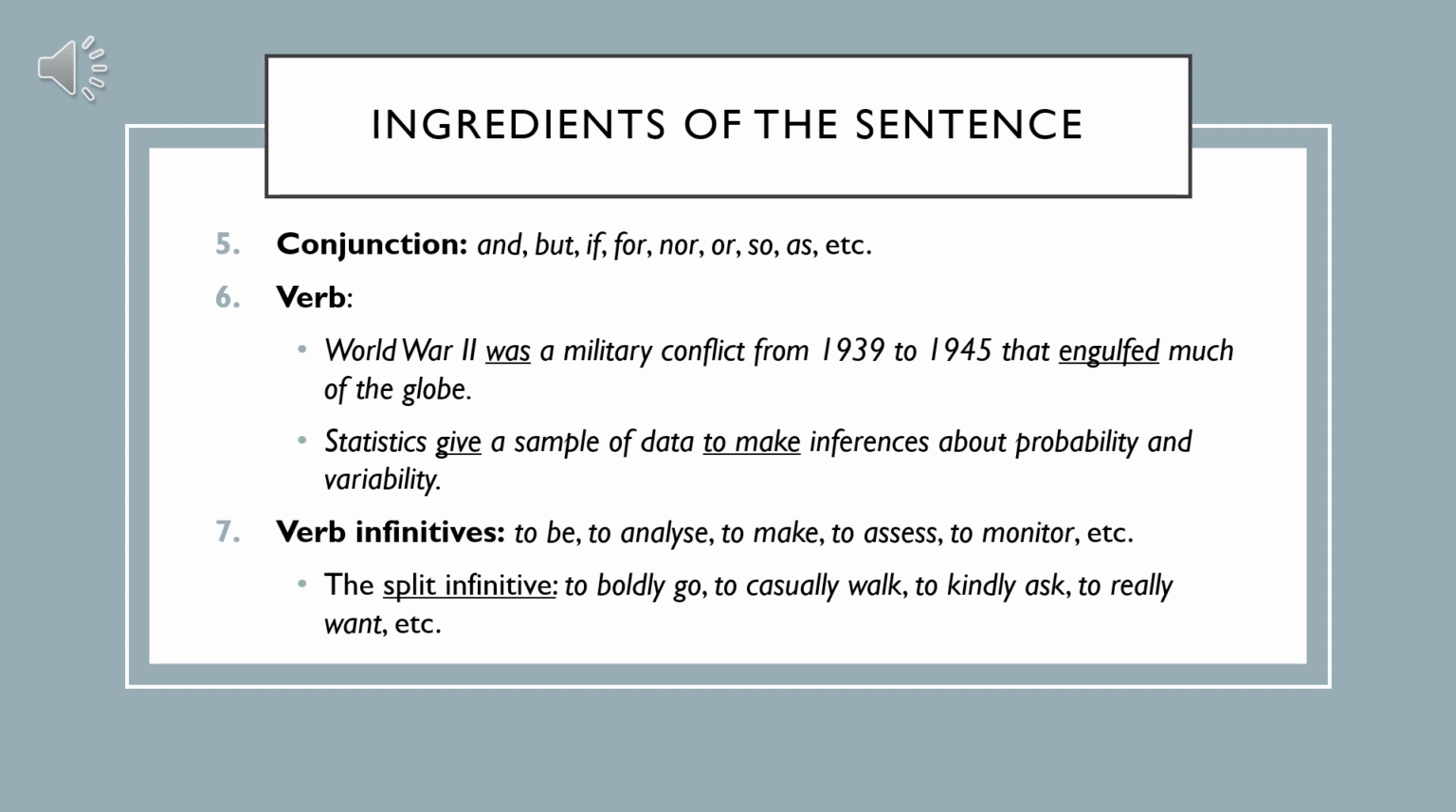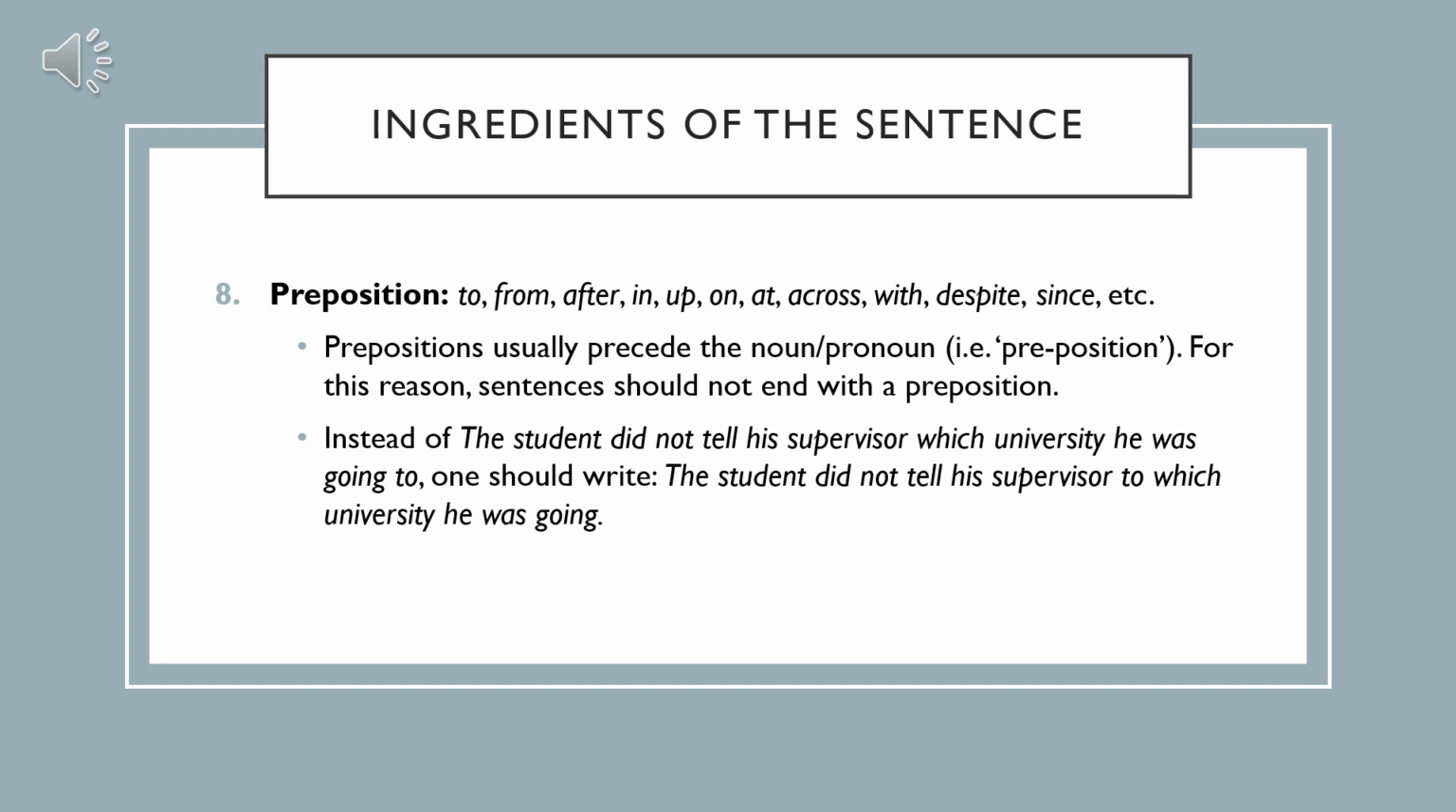We're nearly there now, so let's look at two more sentence ingredients before moving on. A preposition is a word that tells us the position or situation of a noun or pronoun. Prepositions describe the noun's relation to another word in the sentence. For example, to, from, after, in, up, on, at, across, and with are all prepositions. Prepositions usually precede the noun or the pronoun. As the name implies, prepositions pre-position us as readers.